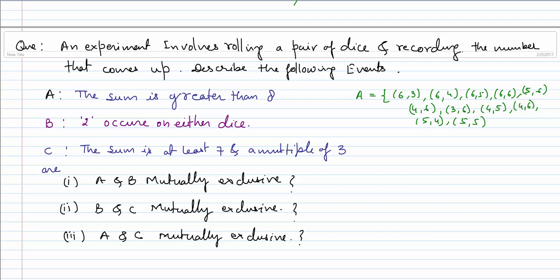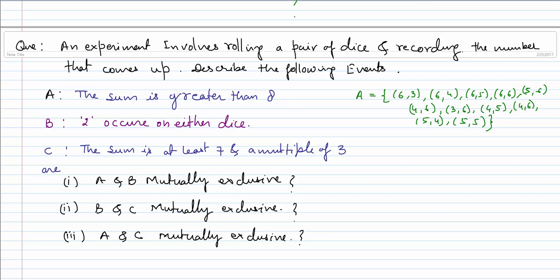Then we have 4 comma 6, 4 comma 5, and there must be 4 comma 4. 4 comma 4 will not be there. Why is 4 comma 4 not there? Since its addition is 8. So you can see these are the elements inside this event A.